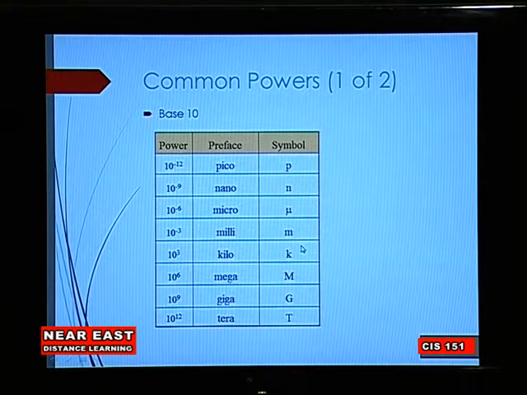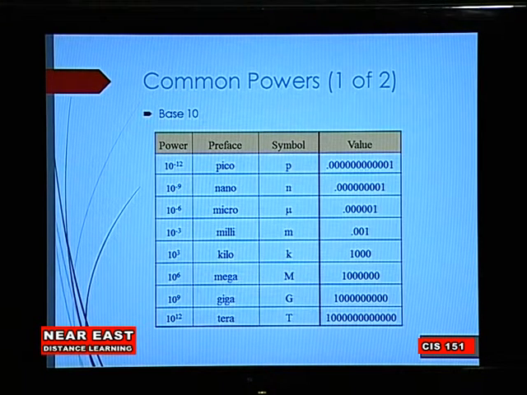The last one is base 10 to the power 12, which is tera, and we write it as T. Giga is G. Mega is M. Kilo is k. Milli is m. So we have to know this table. Maybe your major is not computer, or you're not into computers, but you have to keep it in your mind. One day you will use it. The value in each power is this value, as we see here.